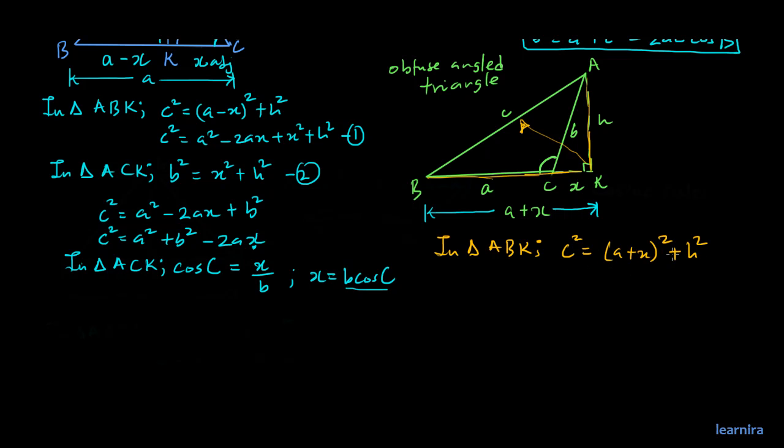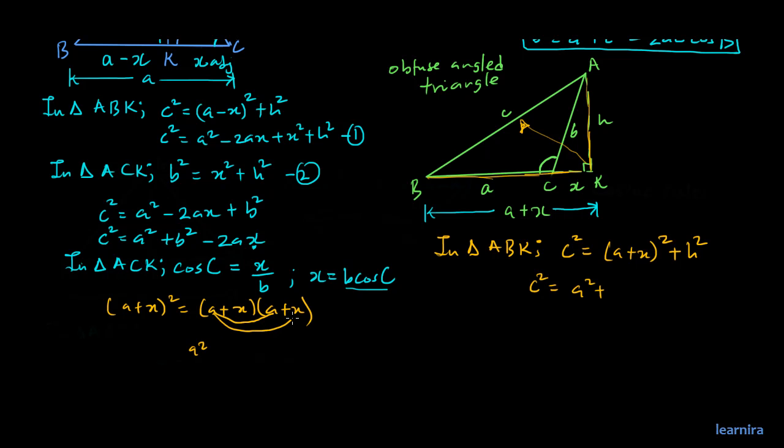Now we can expand this. If we expand this like the way we did the first one, we'll have c squared is equal to a squared plus, let's just do that, (a plus x)(a plus x). By the time we expand, a times a will give us a squared.